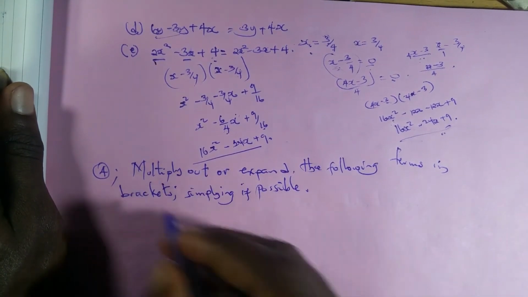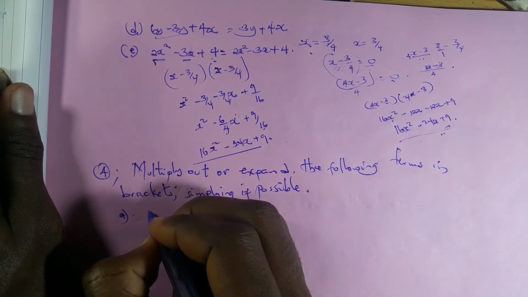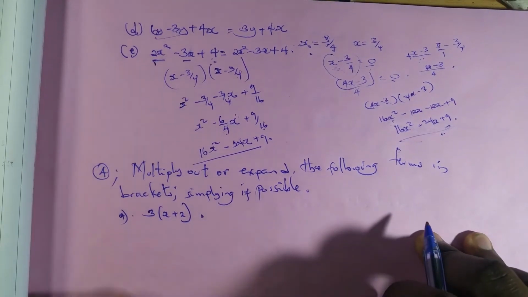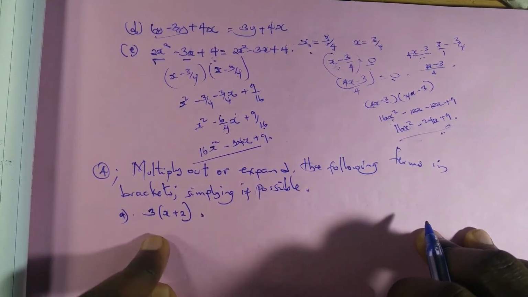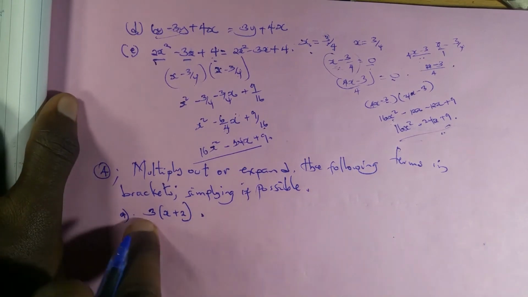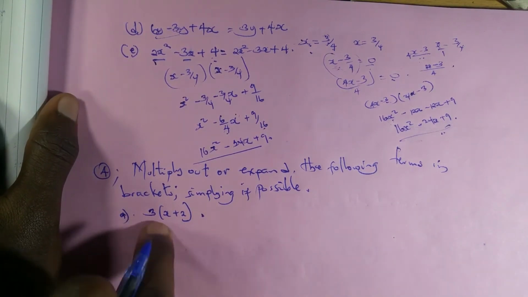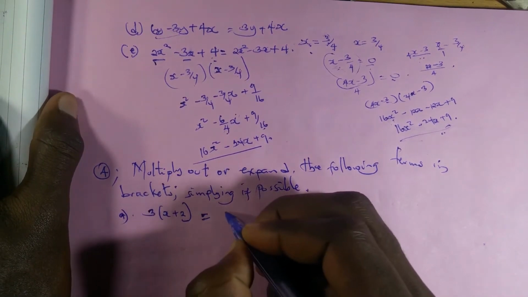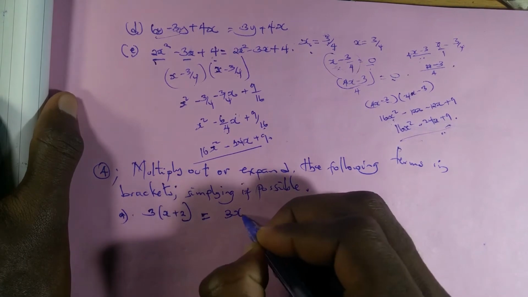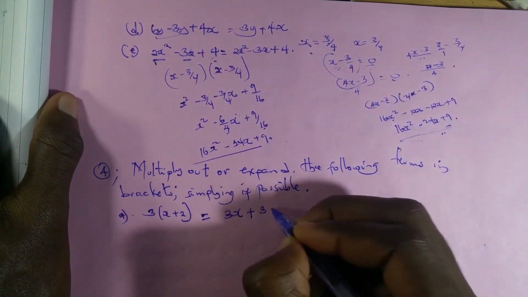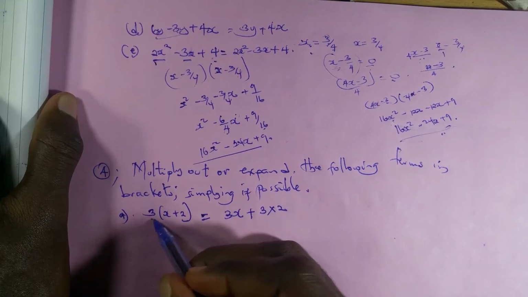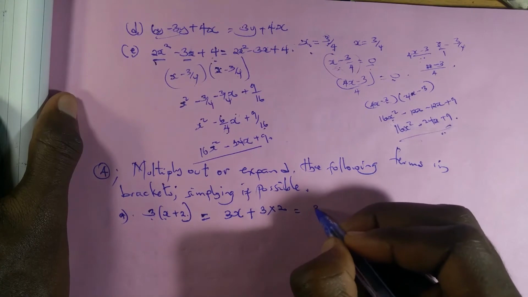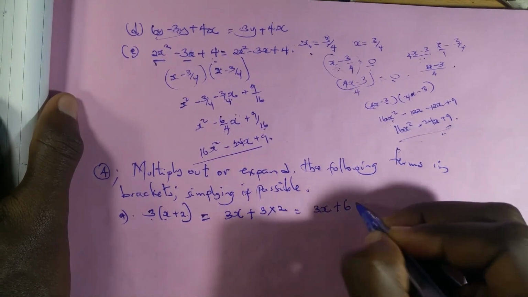Okay, let's check the first one. We have 3 into x plus 2. Remember when we looked at expressions of this form in our introductory work, the number or term outside the bracket will multiply each term inside the bracket, and you consider the sign. That means we multiply x by the term outside the bracket, then add that same number multiplied by 2. So 3 multiplies x, and also 2. That means we are going to have 3x plus 6.